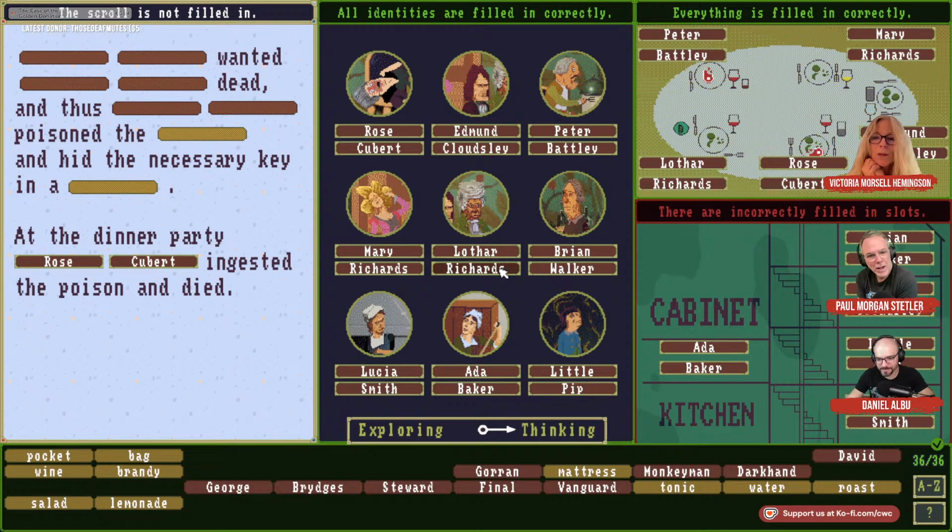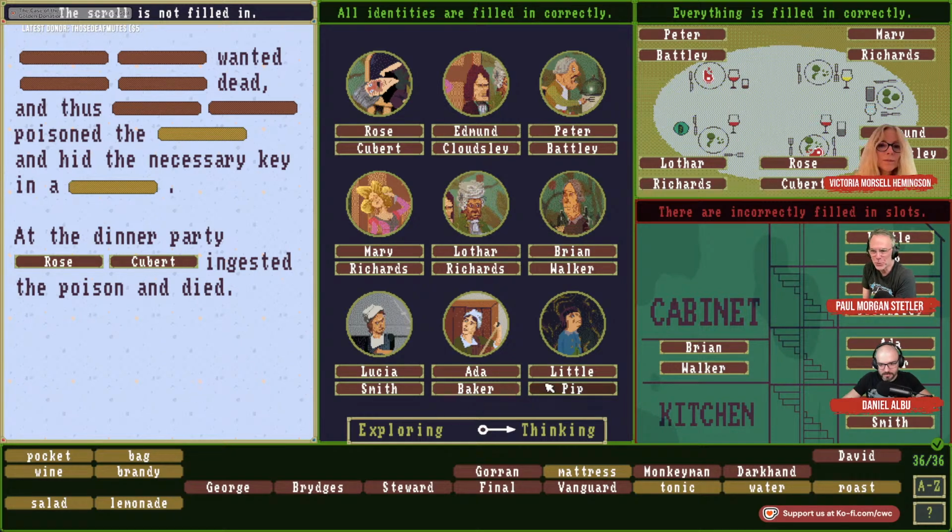How about switching, put little Pip at the very top. Brian Walker, there we go. And then move Brian and Ada. Change Brian and Ada. See, that doesn't work. Oh, crap. I'm wrong in every one. We suck at brute forcing.